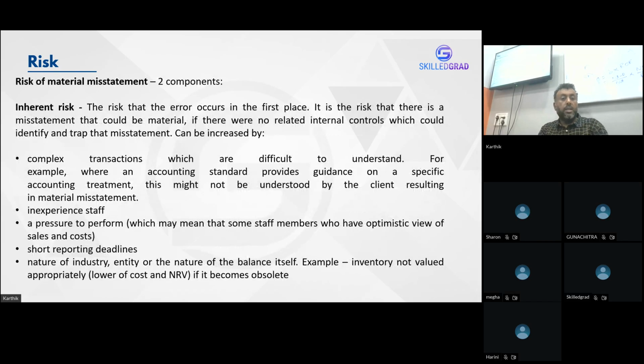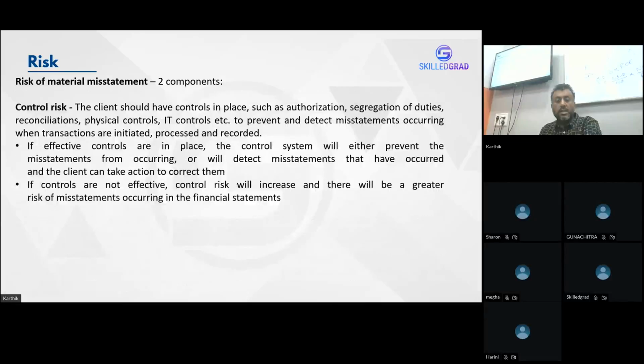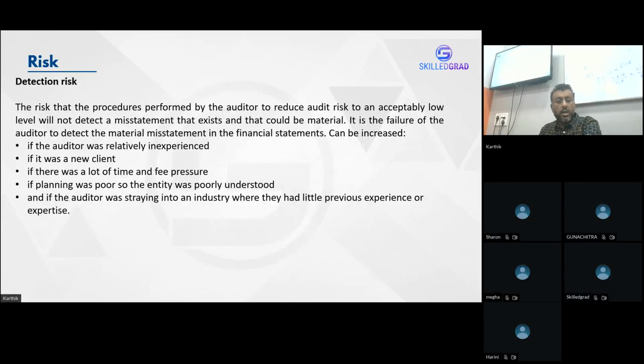Good. In the risk of material misstatement, there are 2 types of risk: inherent risk and control risk. What is inherent risk and control risk? Let's take a 5 minute break, then we'll start on that.